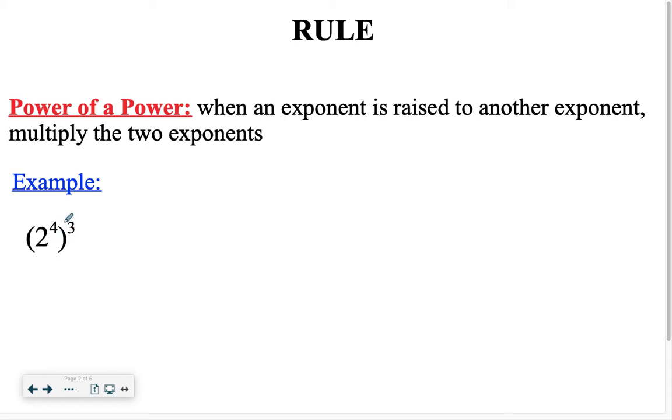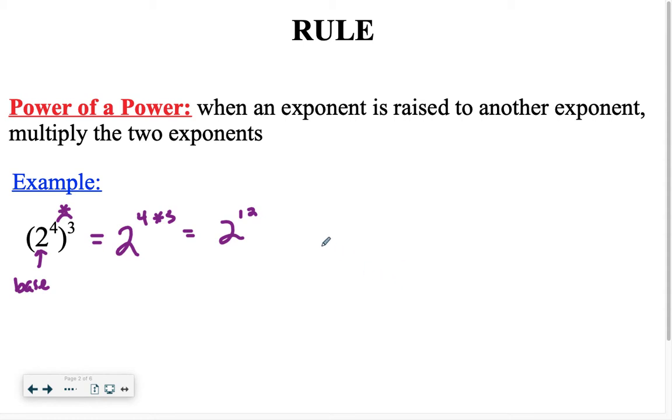Since this is a power, and there's nothing between these two things except a parentheses, there's no other base. Remember the big number is called the base number. There's not another base, and when this happens, you multiply your exponents together. So this would become 2 raised to the 4 times 3 power, or 2 to the 12th power. That is how you would solve a power of a power.